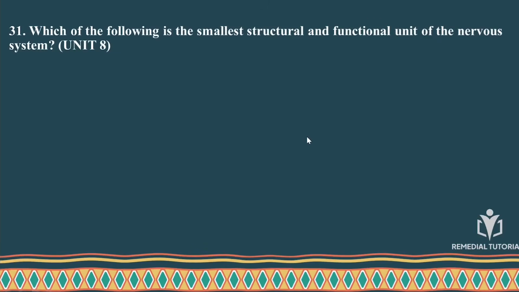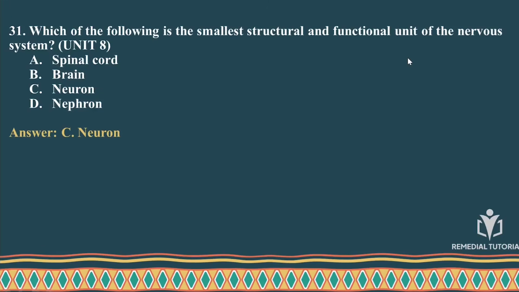The following is the smallest structural and functional unit of a nervous system. Spinal cord, brain, neuron, nephron. What is the smallest structural and functional unit of a nervous system? It's a neuron. Nephron is the smallest structural and functional unit of the kidneys.